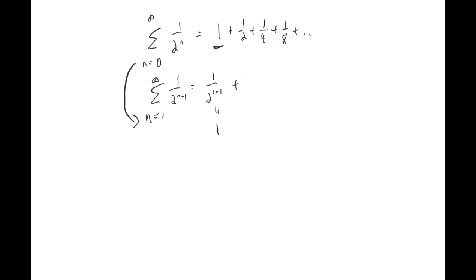Plus, if I plug in n equals 2, I indeed get a half. N equals 3, n equals 4. And you see that these two series are just equal, right? Does everyone see that? So you can always change the index, provided you adjusted the inside part.